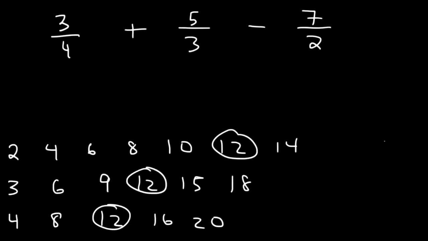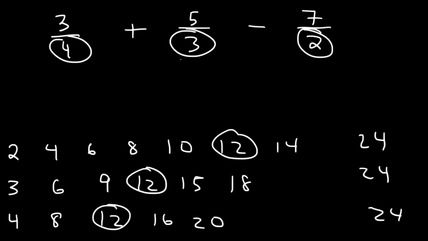Now granted, 24 is also a common multiple, and if you use 24, you can get the right answer. You just got to simplify it at the end. So if you're ever unsure about how to find the least common denominator, you can find any common denominator. One simple technique is simply to multiply these 3. 4 times 3 times 2 is 24. And you could use 24 and still get the right answer.